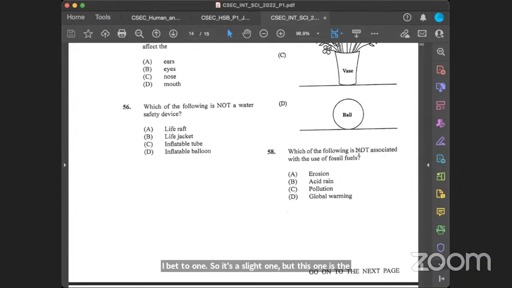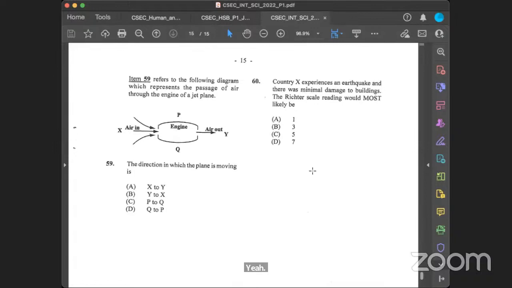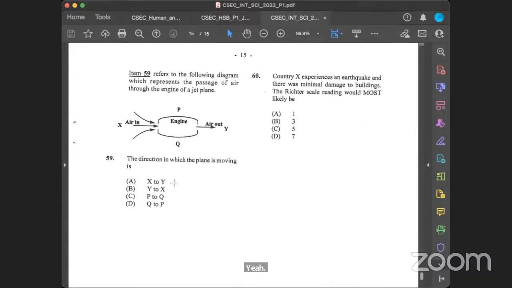58. Which is not associated with the use of fossil fuel? Not associated. What's your answer? A. Very good. A, erosion. And this one here, what's your answer? I told you to cram this one. B, Y to X, Y to X. B is your answer. Let's cram it and remember that one.